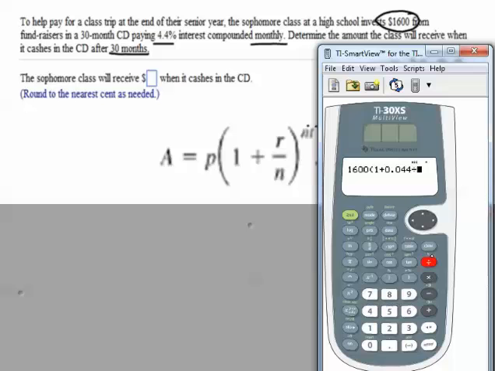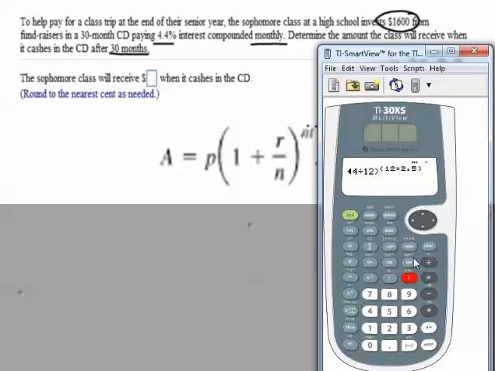Divided by the number of compoundings per year, and since it's compounded monthly, there's 12 compoundings per year. Close those parentheses, and then we want to raise that, so we use the caret button to get an exponent, and in the exponent we want a multiplication problem, so I'm going to be extra safe and put that in parentheses even. We want n times t. Well, we know n is 12 because it's compounded monthly. And we want that times 2.5 years.